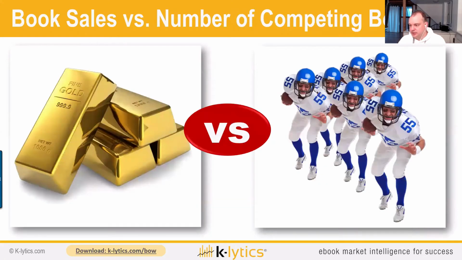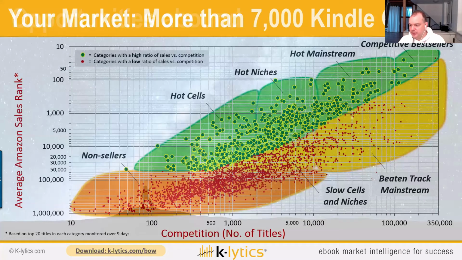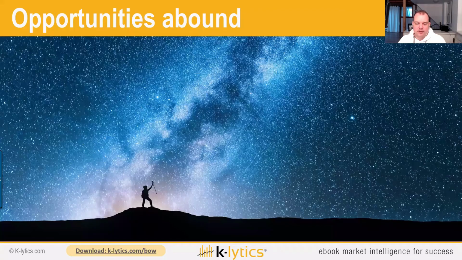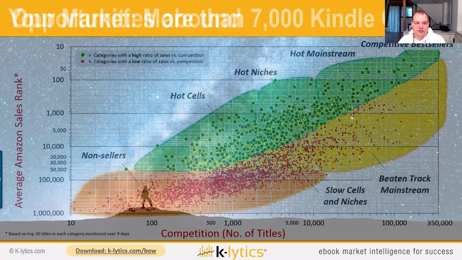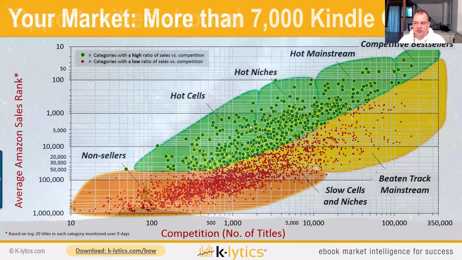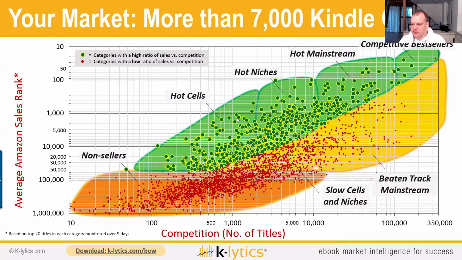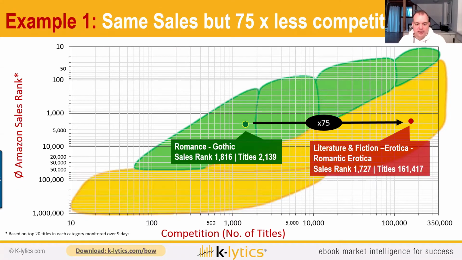Let me just move back here. So the stars, every dot is a category, and from there you can plot it on one picture, and here you now have the dots, right? Where you see in the green zone, that would be a book where you have a very attractive sales rank. Say here it's a sales rank of around 1,000, and the number of titles in the category are around 2,000 if you look at the graph. So just for those who have difficulties with the numbers and graphs, it's really simple. You would have here one category, romance gothic, which has a sales rank of roughly 1,800. So pretty good sales rank across the top 20 titles, and there are like 2,000 titles in the category, right?